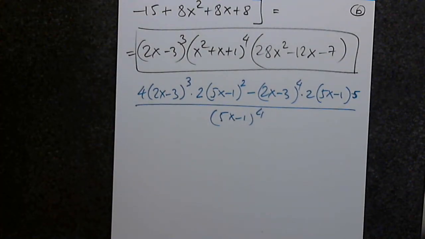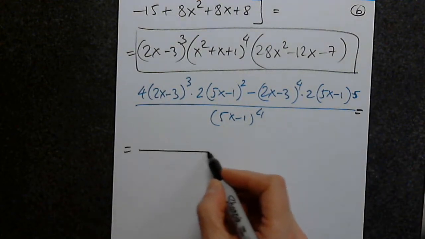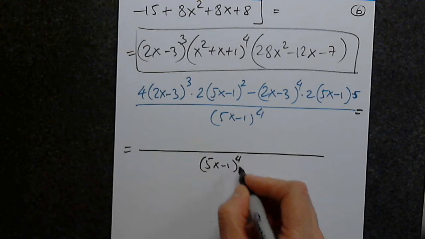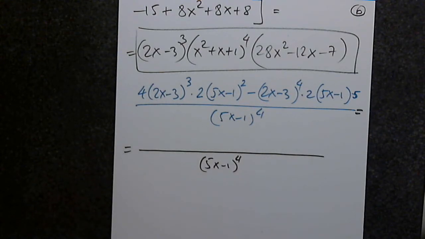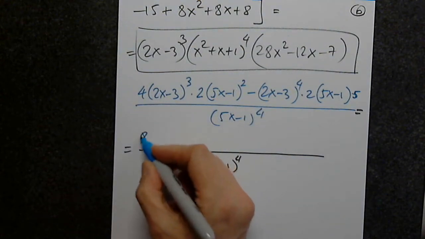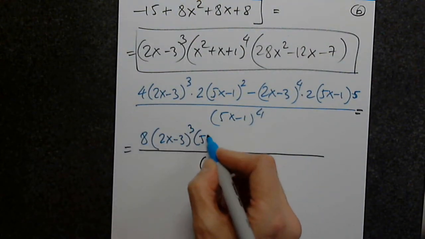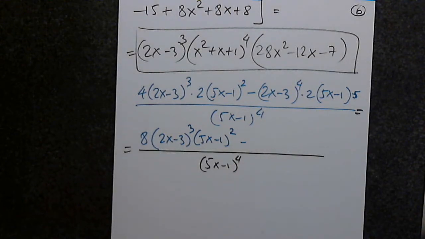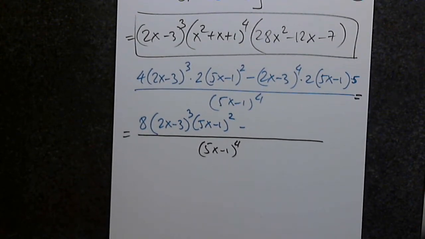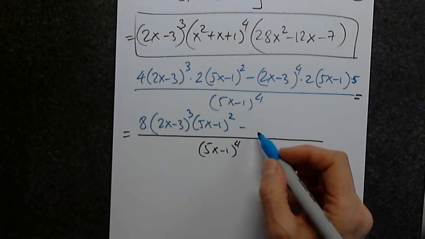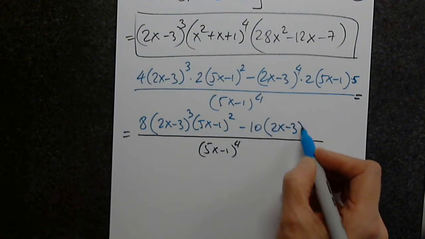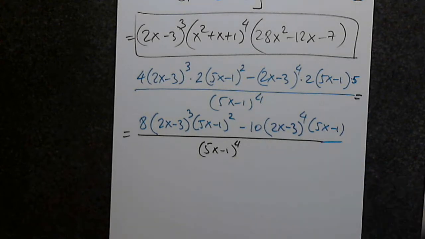Okay, so now let's look at the top, and I'm sure you notice that the numerator is not completely simplified. What will you do? How will you rewrite the first term? 8x. Excellent. 8 times 2x minus 3 cubed and 5x minus 1 squared. Awesome. And then? Very good. 10 times 2x minus 3 to the 4th and 5x minus 1. This must be the first step. We are cleaning it up.